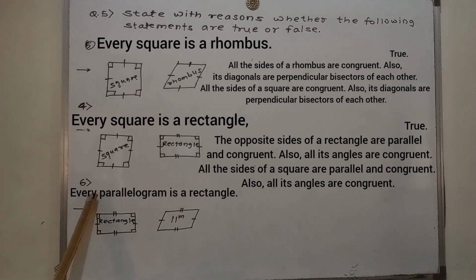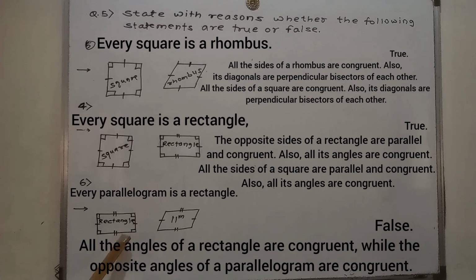See here. Every parallelogram is a rectangle. This is false. What is the reason? All the angles of rectangle are congruent, each 90 degree, while the opposite angles of parallelogram are congruent. Only opposite angles are congruent, but here all angles are congruent. So sixth one is false.